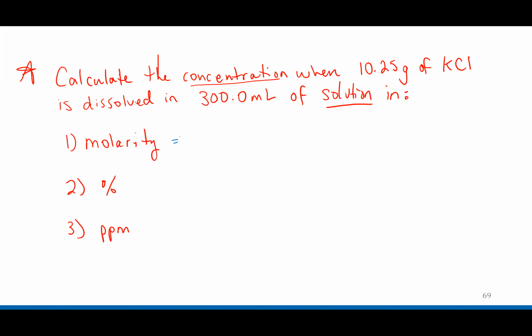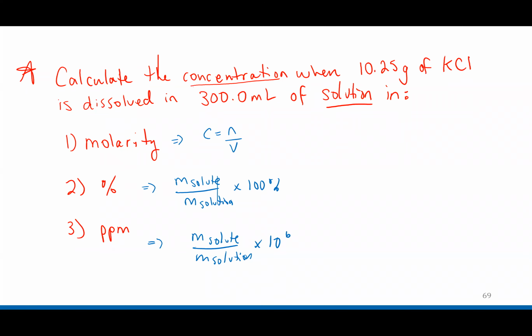What I'm going to do is give you the formulas. So C is equal to n over V. This one is the mass of solute over mass of solution times 100%. This one is the same thing, mass of solute over mass of solution times 10 to the 6.